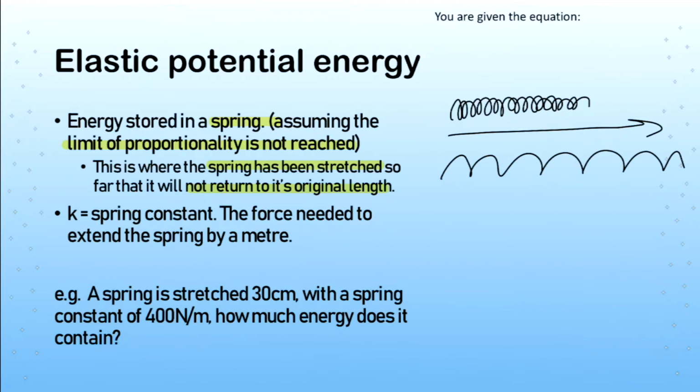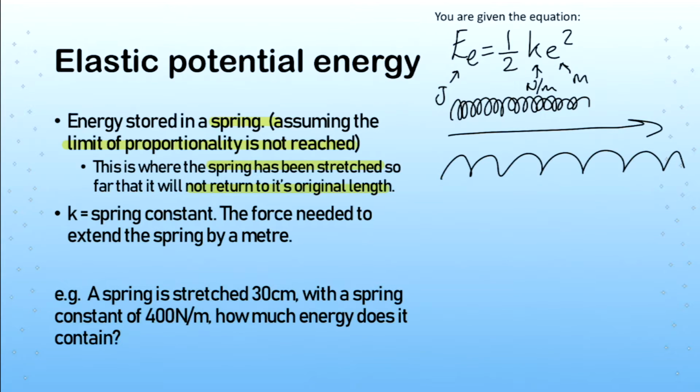so it's broken the law of how it should work as a spring. Now the equation that we use, we need to learn the previous two for kinetic energy and gravitational potential energy, but we're given this one, on your equation sheet: EE equals half k e squared, where e is the extension in meters, k is the spring constant in newtons per meter, and this is obviously in joules, it's energy.